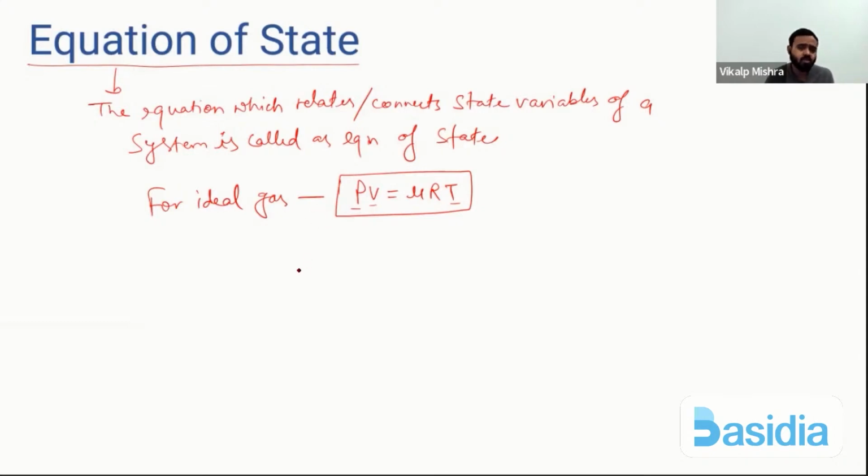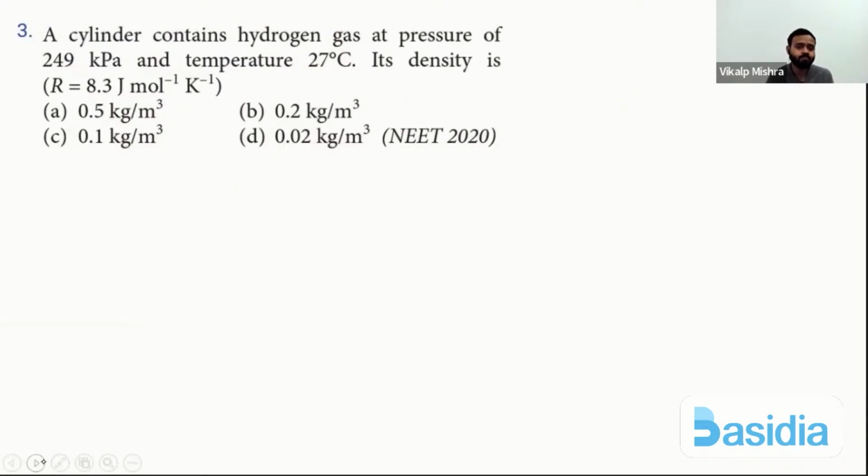For real gases, in chemistry we study that for real gases one other equation is there. Okay, but in physics only ideal gas equation is there. We have to study about only ideal gases. Okay, so for real gases, equation of state will be different. For ideal gases, this is the equation of state that we study in physics. Okay, so this was just equation of state. That's it. Okay. Now we will do a problem on equation of state.